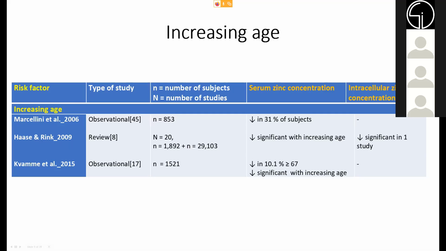A similar effect was also found in a very good observational study done in Norway, with a sample of more than 1,500 people, really representative for the whole population over 67. In this group, zinc deficiency was found in over 10% of the people. And here too there was a significant decrease of serum zinc concentration with increasing age.